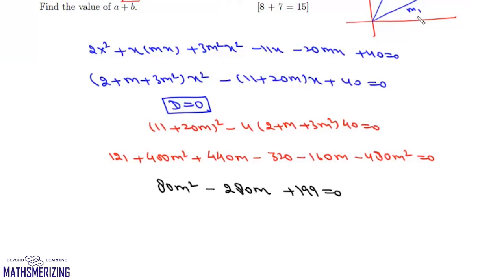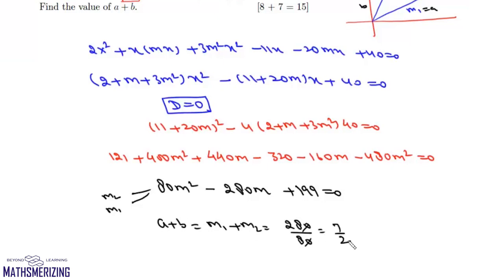Now there are two such tangents possible. So that means this equation will have two roots, m1 and m2. Now it says the smallest value is A and the largest value is B. So this m1 is A and then m2 is B. So we just need to find the value of A plus B, which is nothing but the sum of roots m1 plus m2. And for this equation, sum of roots is minus B upon A, which is 280 upon 80, and that is 7 by 2. So the value of A plus B will be 7 by 2.